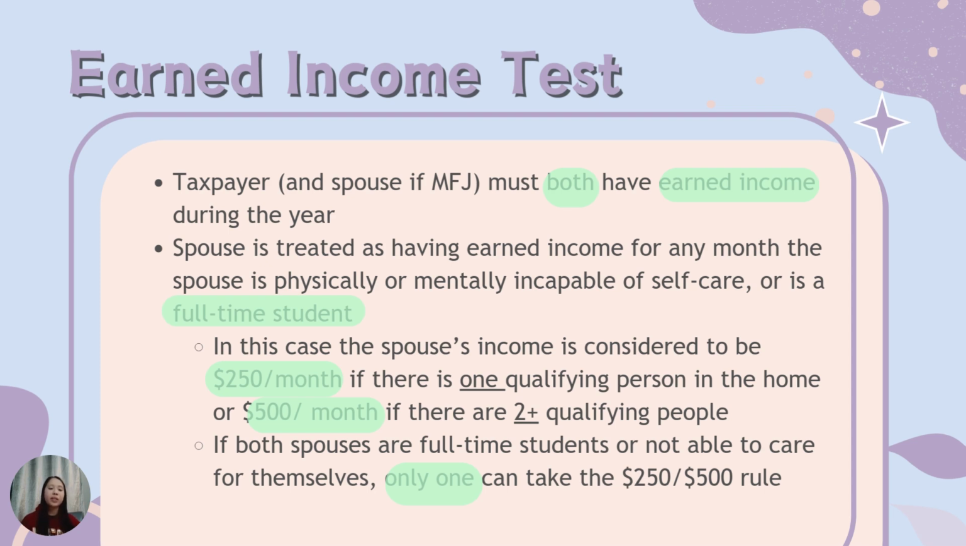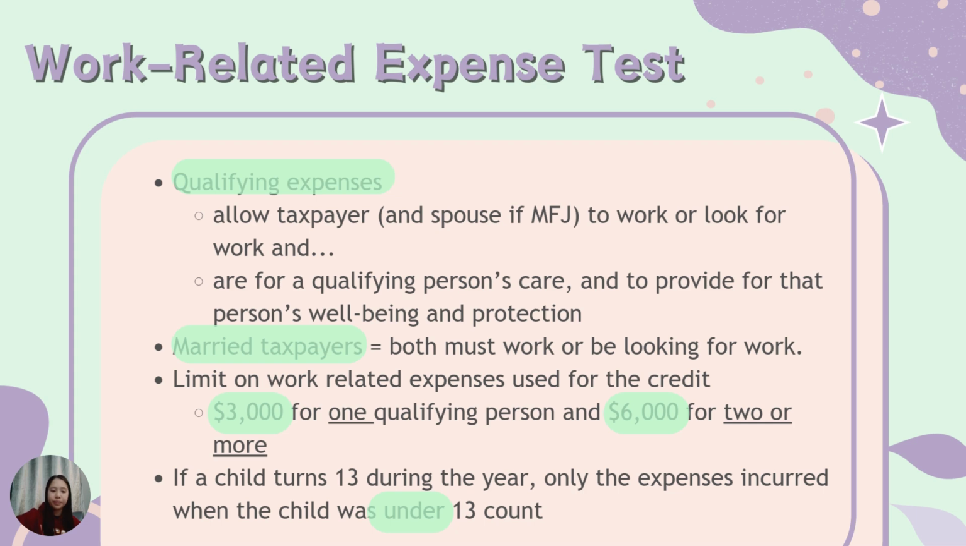If both spouses are full-time students or not able to care for themselves, only one of them can take the 250-500 rule. And in that case, the other one would not have earned income, meaning they wouldn't qualify. Any of their expenses wouldn't qualify for this credit.